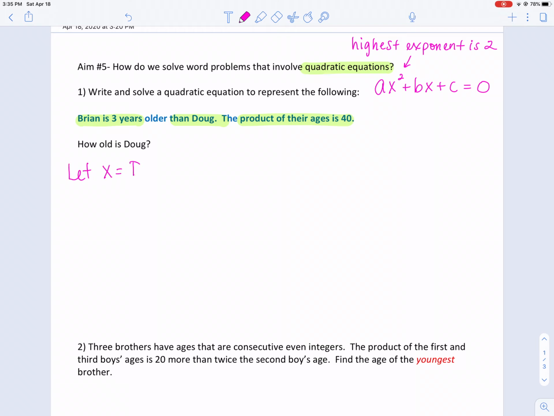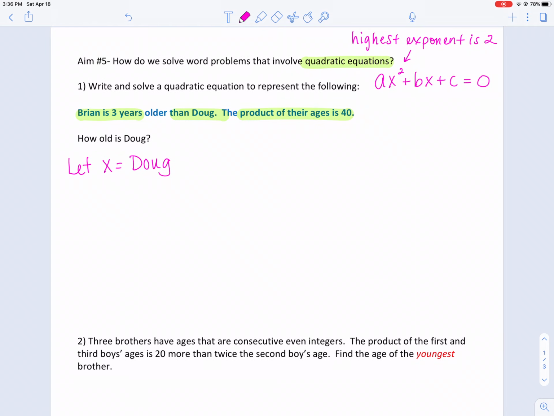Let X equal Doug. Well, what do we know about Brian? Brian is 3 years older. So how would I say 3 years older? X plus 3 is Brian. Okay, and now they tell us the product. What does product mean? It's the answer in multiplication. Is another key word. It means equals 40.